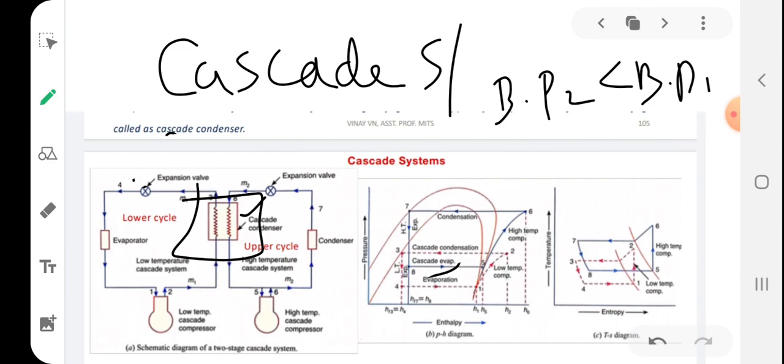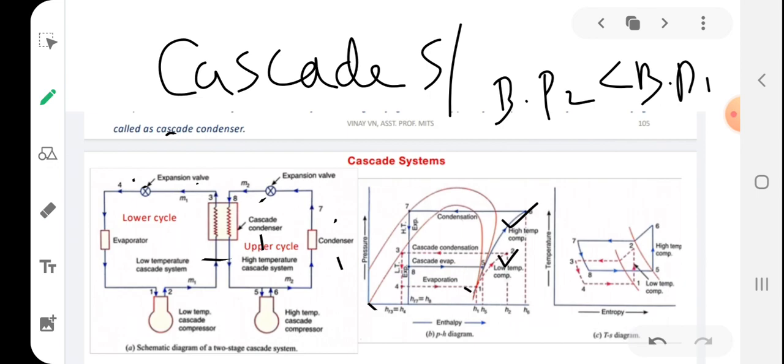So it acts as the condenser for the first or the lower cycle, and acts as an evaporator for the second cycle. So you can see here the pH diagram and all. Actually it is two cycles coupled together. Basically the red cycle represents 1, 2, 3, 4. The red represents the lower cycle, and the blue represents the higher cycle.